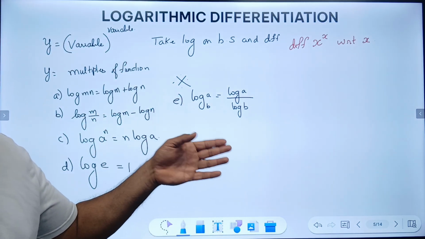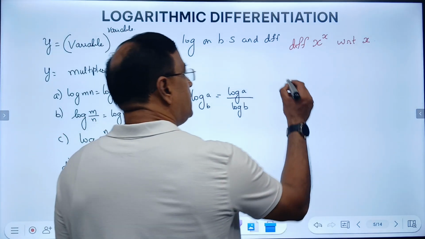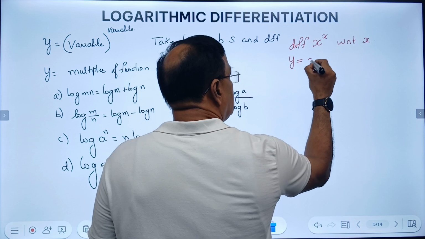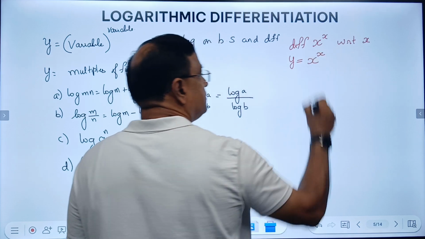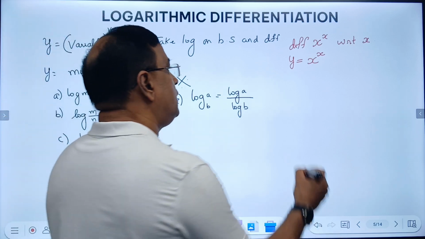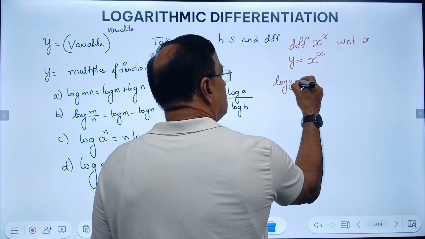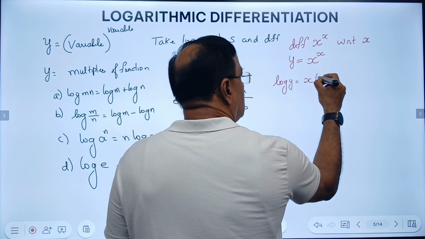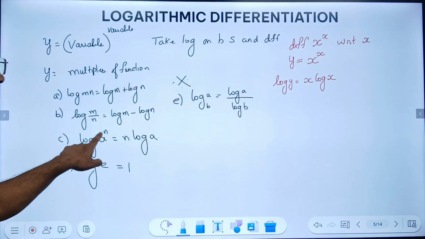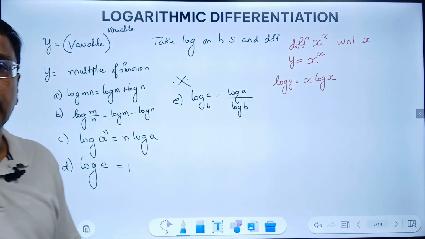Clearly, x power x is variable raised to the power of variable. So what should I do? I have to take log. Before that, you take y equal to x power x. Now take log on both sides. When you take log on both sides, what happens? Log y equal to x log x. I am using this property: log a power n is n log a. So log of x power x will be x log x.